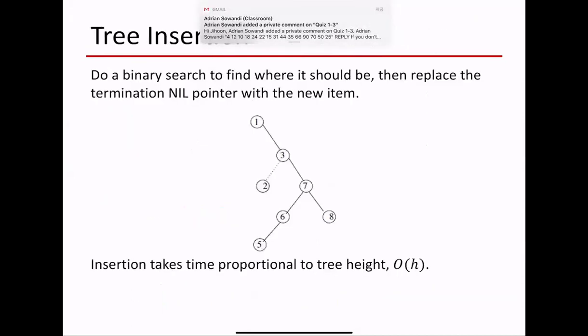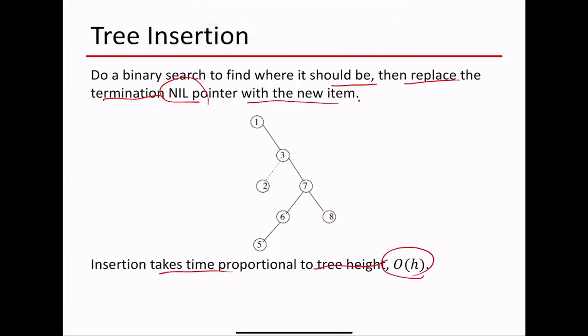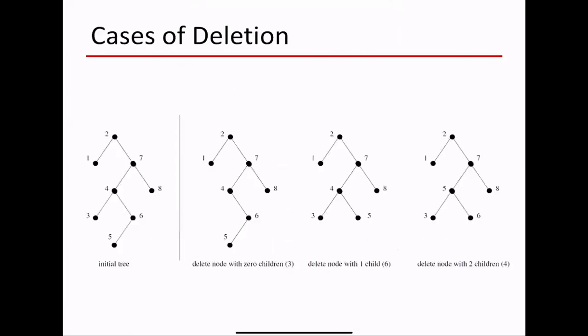Okay, so tree insertion. Do a binary search to find where it should be, then replace the terminal with the new item. Insertion takes time proportional to H. Let's say I want to delete it. How can I delete this properly? I have 3 cases. Let's say this is my initial case.